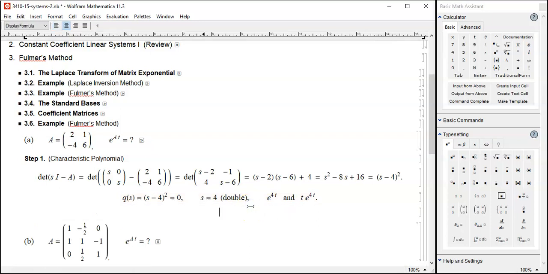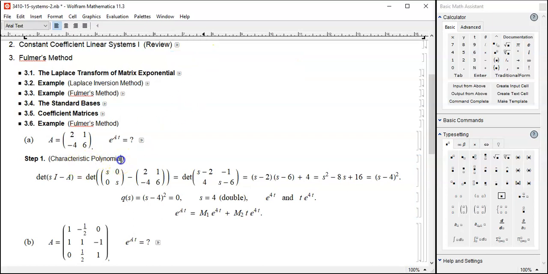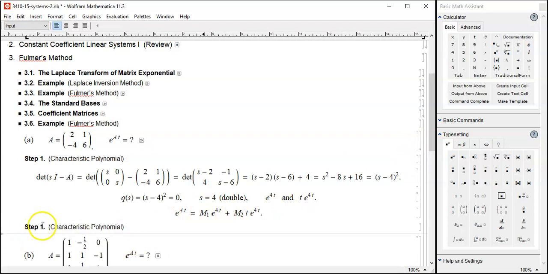Okay, so what do I expect? This is gonna be matrix M1 times e to the 4t power, plus matrix M2 times t e to the 4t power. That's what I expect. That's what I get from this characteristic polynomial business, or you can name it differently, characteristic equation or eigenvalue or whatever you name it. That's step 1. Okay, step 2.